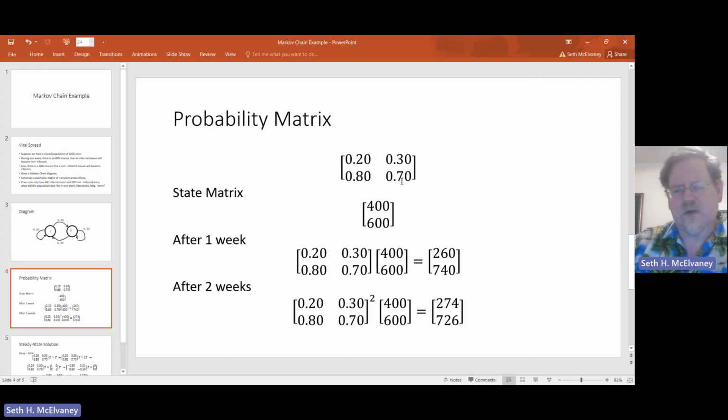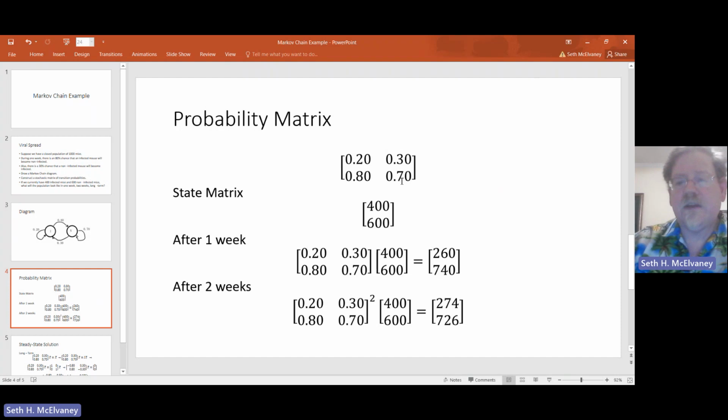Again, this is something that you can do in your calculators. Online, Symbolab is kind of nice when it comes to matrix multiplication. So that's one tool you can use, especially when you get into larger matrices. So we multiply this out and we get 274 and 726, which means after 2 weeks, we're going to have 274 infected mice and 726 non-infected mice. So the infection is starting to creep back up again. So it's like, okay, well, what's going to happen in the long term?